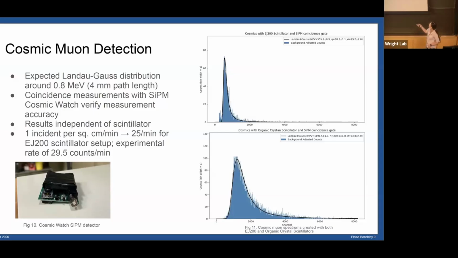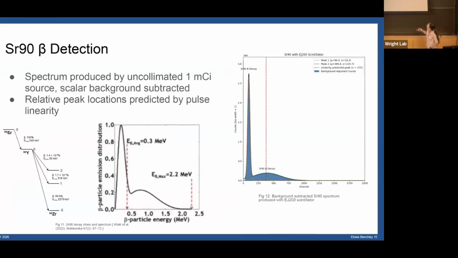As you can tell up here, there's a little noise area where stuff kind of leaked in. So then we go to our beta detection with something like Sr-90. The spectrum was produced with an unpollinated 1 microcurie source with the scalar background subtracted. So we did the same exact setup with and without the source, then subtracted it. So we have a clean spectrum, and that produces this. This is the expected spectrum, and that's the decay chain of Sr-90.